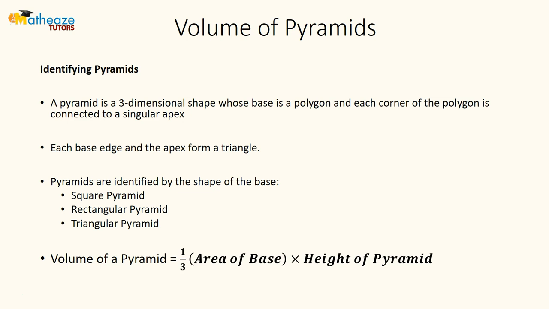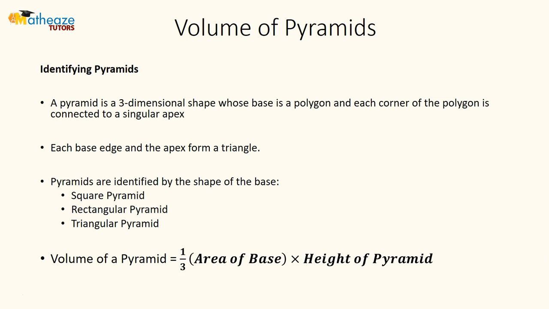to a singular apex. Each base edge and the apex form a triangle, and pyramids are determined by the shape of the base. So we can have a square pyramid with a square base, a rectangular pyramid with a rectangular base, and a triangular pyramid with a triangular base.